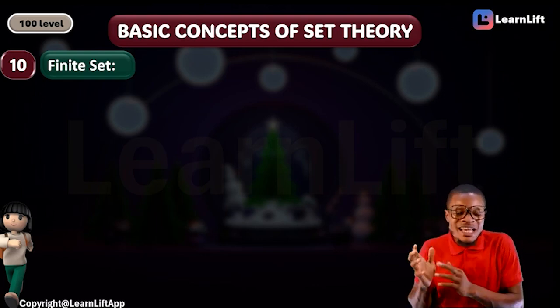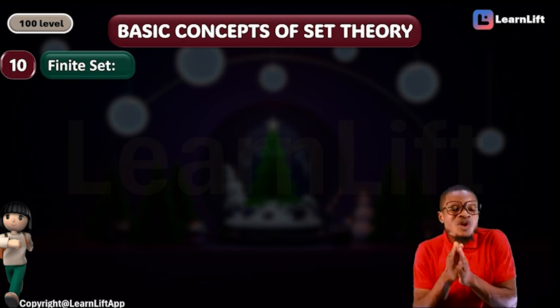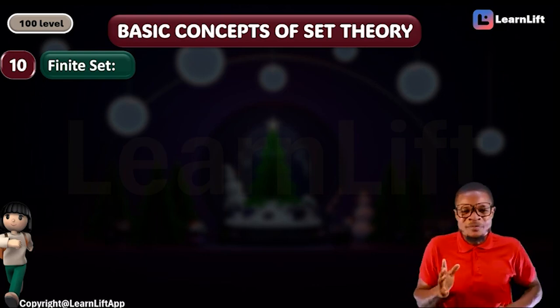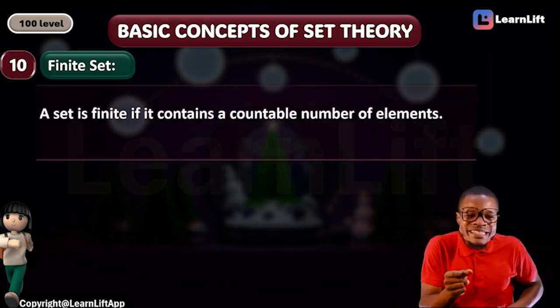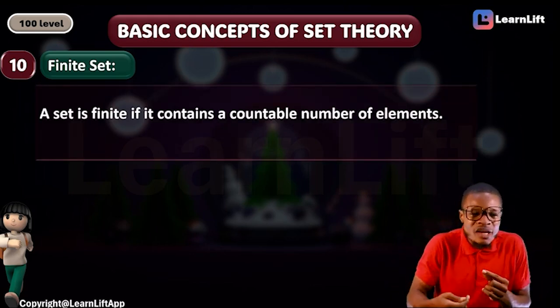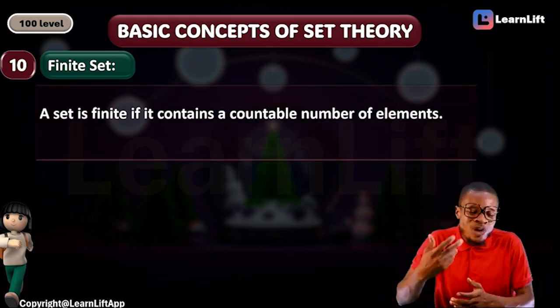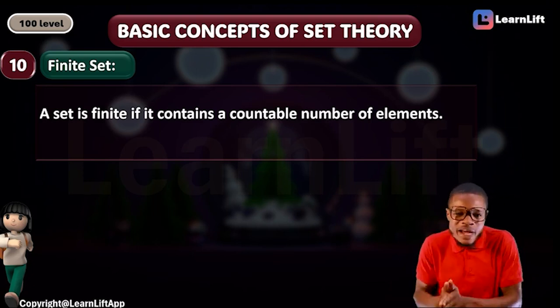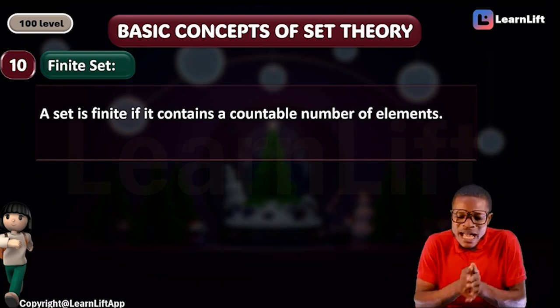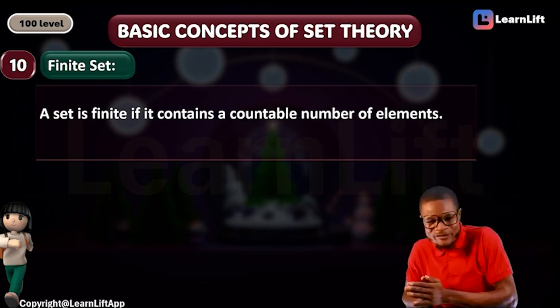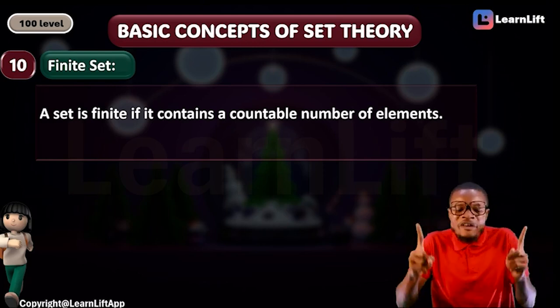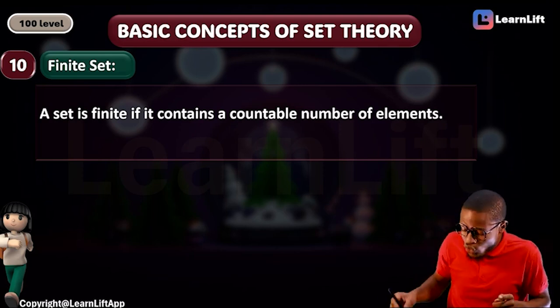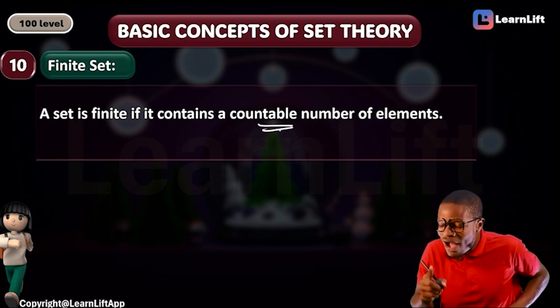So when we say finite set, what do we refer to as finite set? It's very simple. This is it, very fast. A set is finite if it contains a countable number of elements. In other words, you can count it. What is it? Finite. If you can't count it, what will it be? Infinite. A set is finite if it contains what? Your countable number of elements.